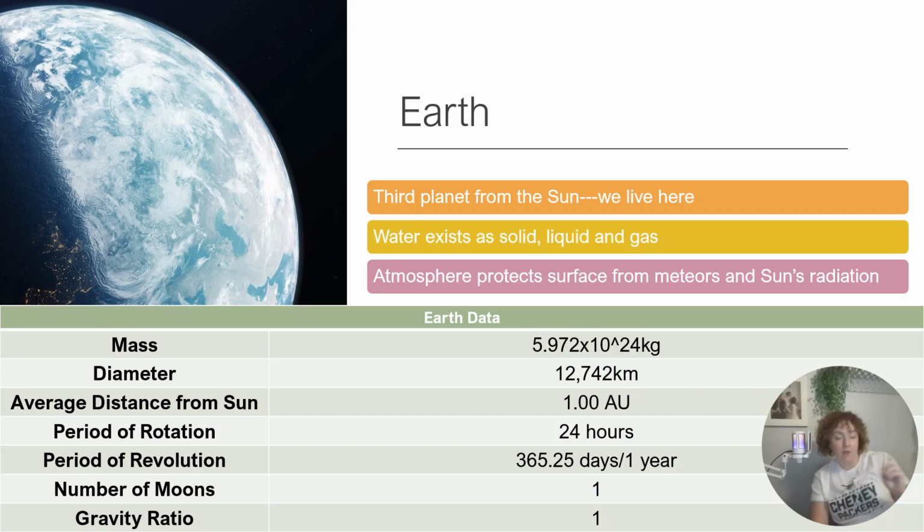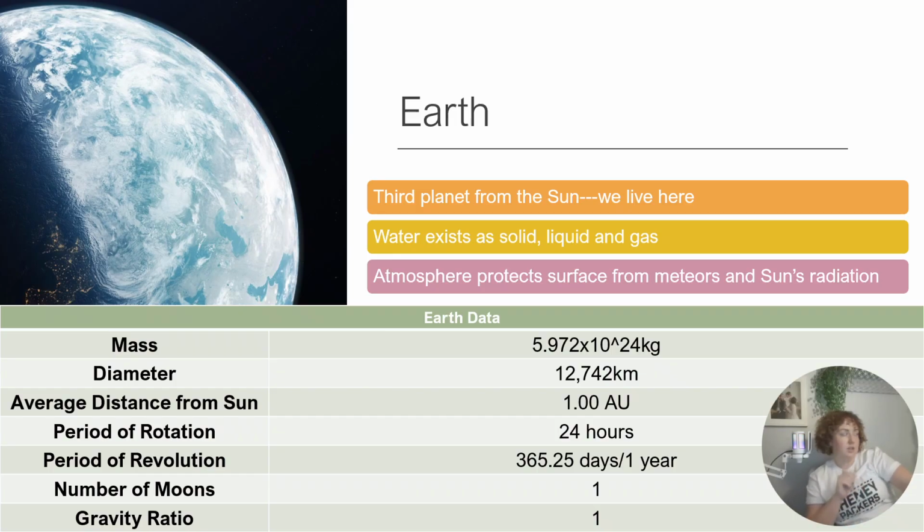Our period of rotation, so how long it takes us to spin on our own axis, is 24 hours. Our period of revolution, so in order to go from one spot in the solar system all the way around the sun and back to that same spot, is 365.25 days. This is where we earn our leap year. So it's 1 year long.